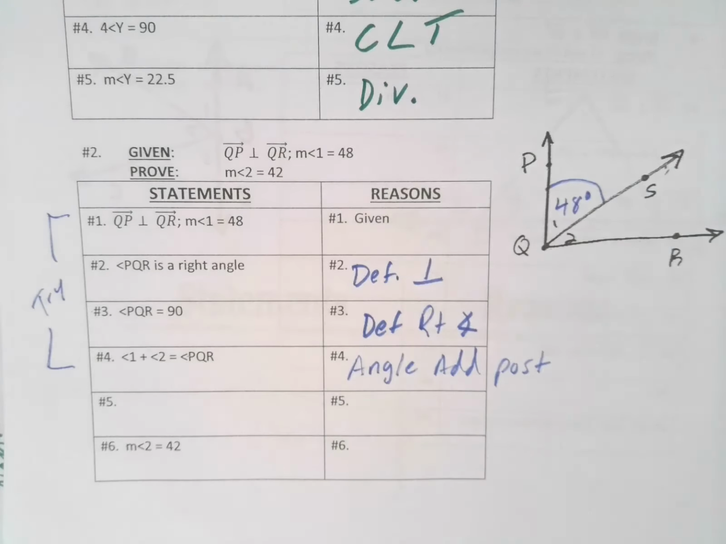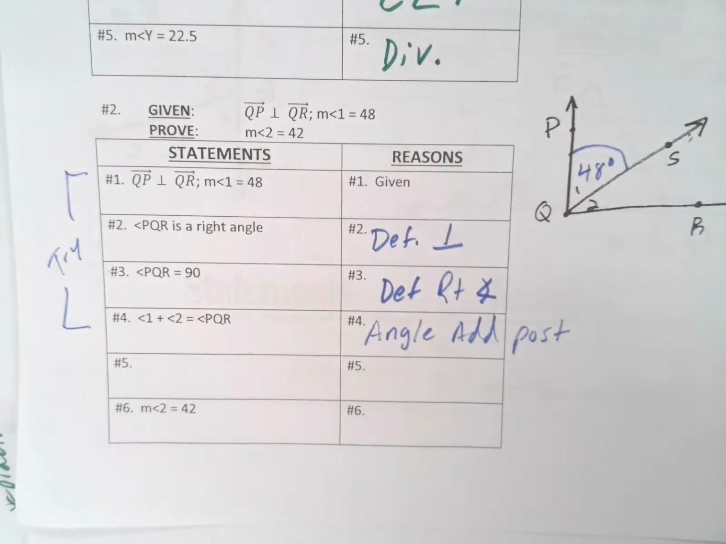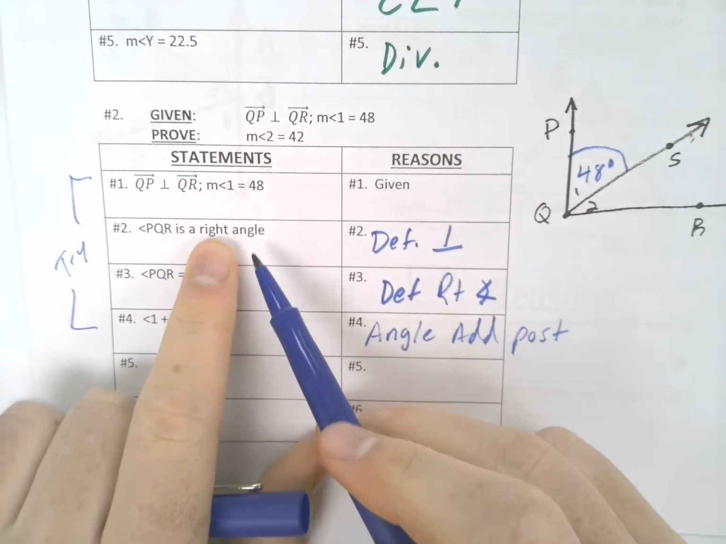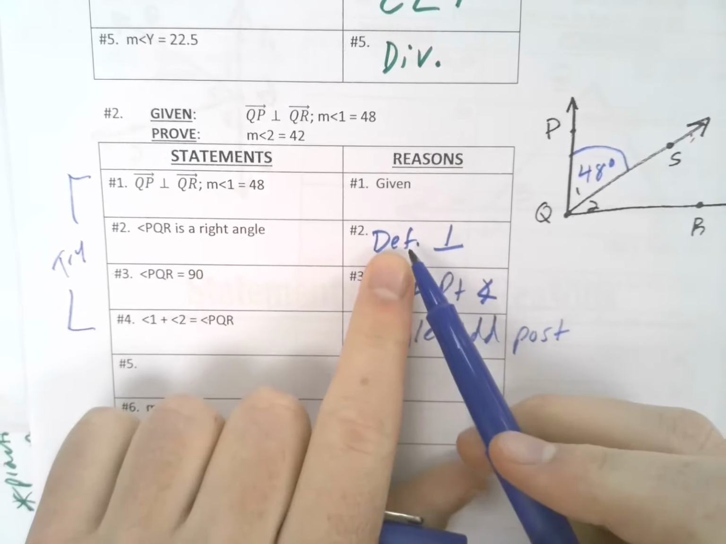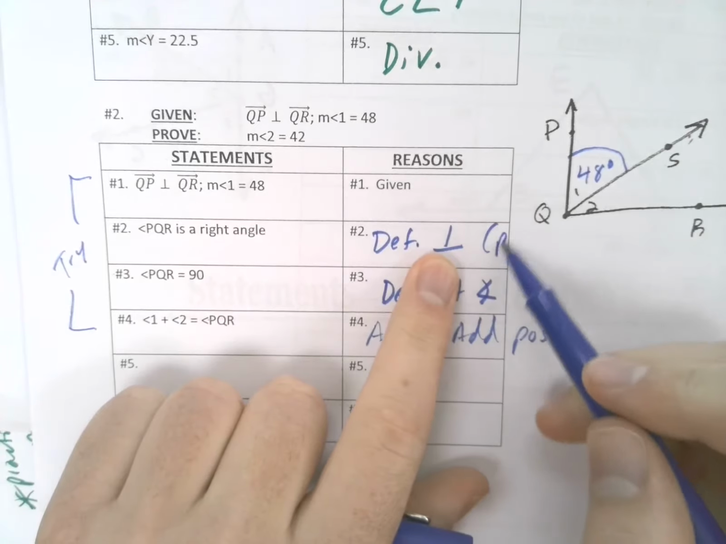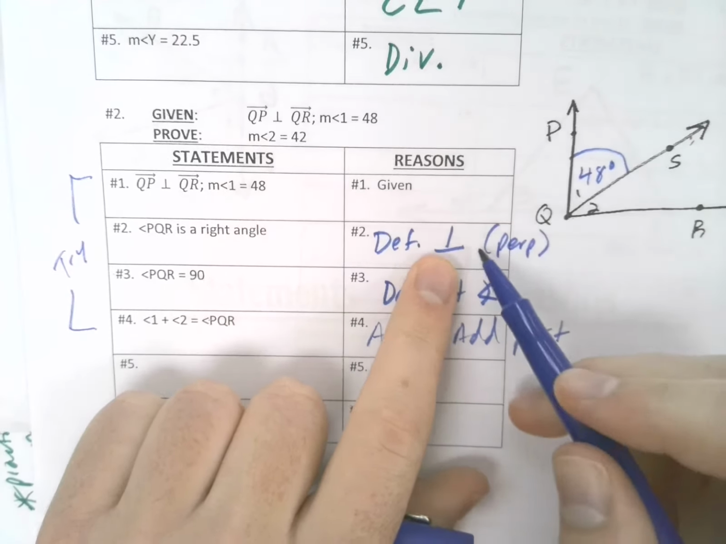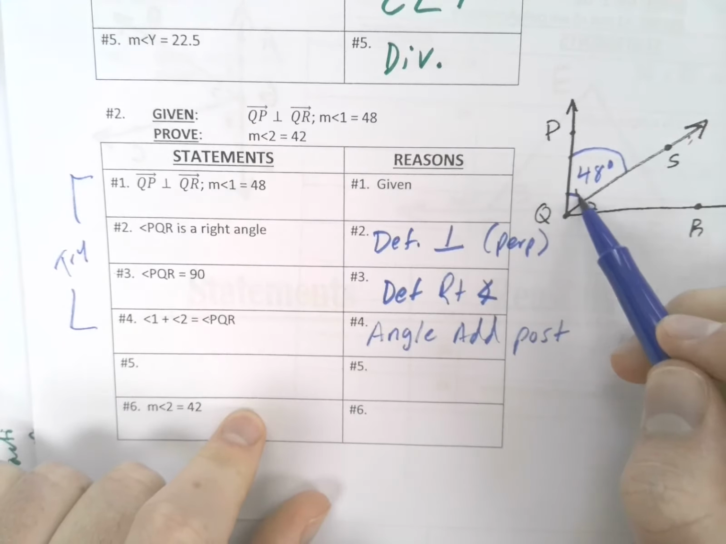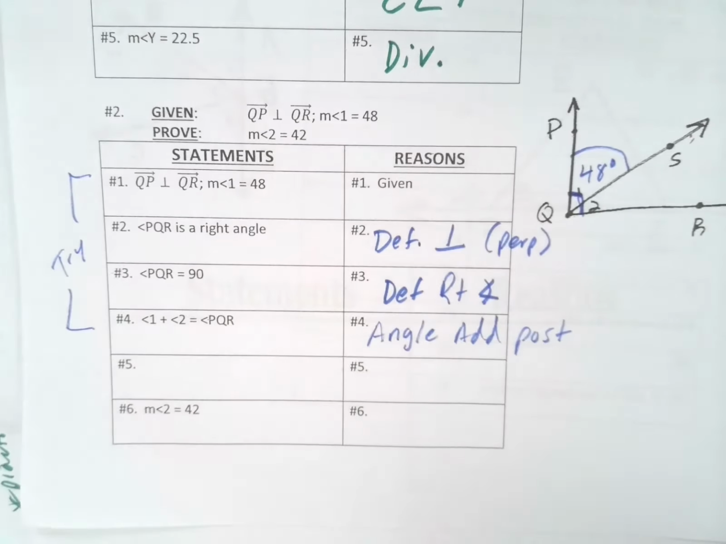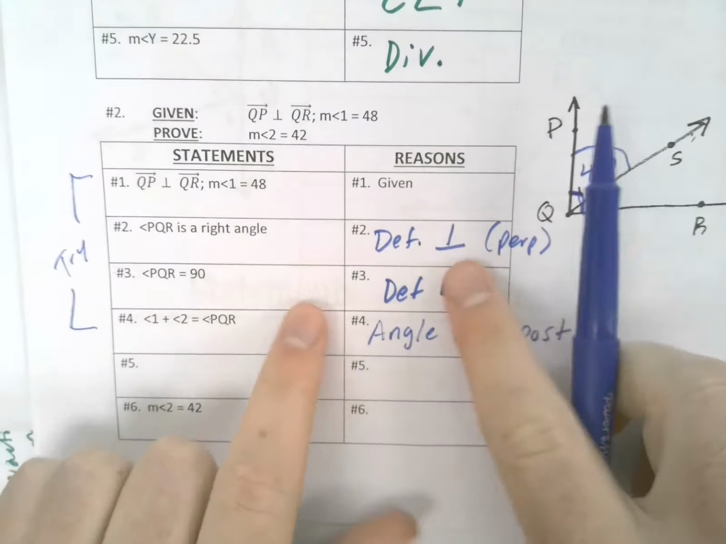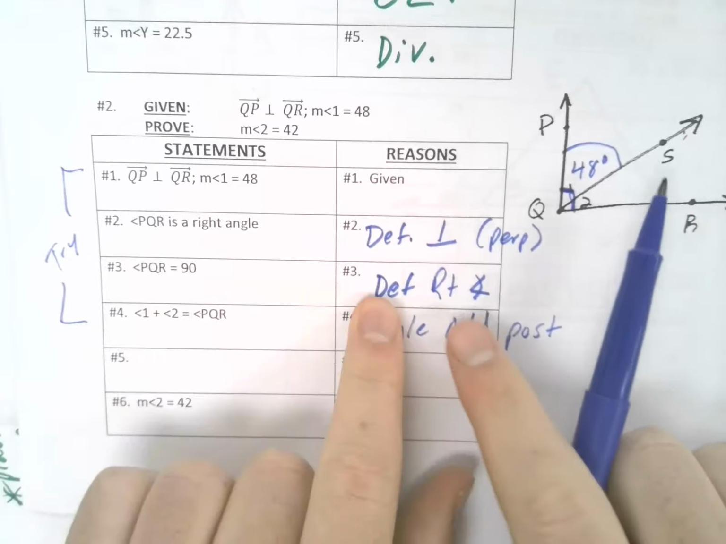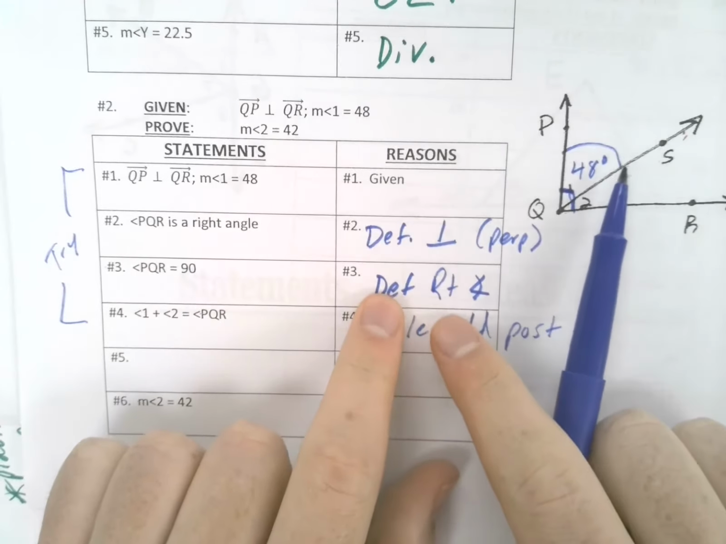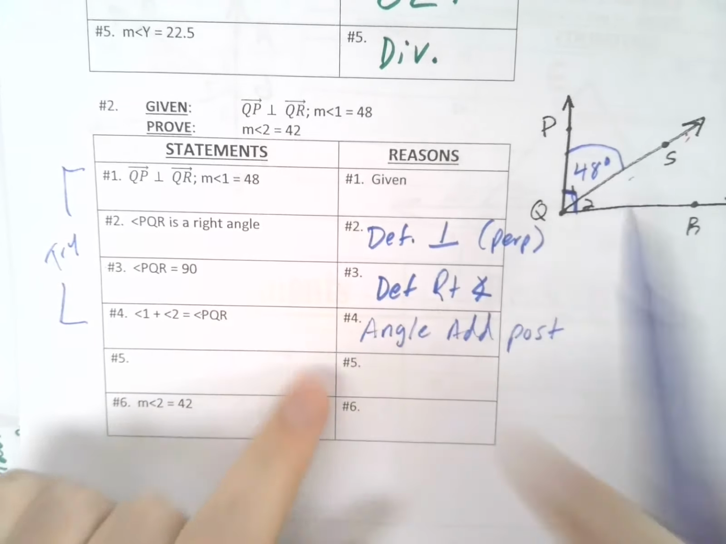Okay, so we've had a chance to see that very carefully. We're not using the definition of a right angle. We're using the definition of perpendicular lines. Perpendicular lines is what creates this right angle right here. And if that's the case, we then can say, oh, well, that angle is equal to 90 degrees. That's the definition of a right angle.